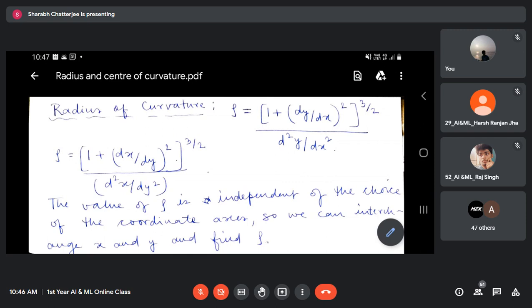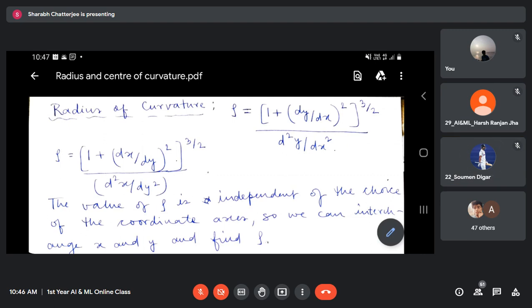So in order to find the curvature, now let us learn how to find the curvature. In order to find the curvature at a point, we basically find the radius of curvature and then invert it. Got it? Yes, this is how we find the curvature.